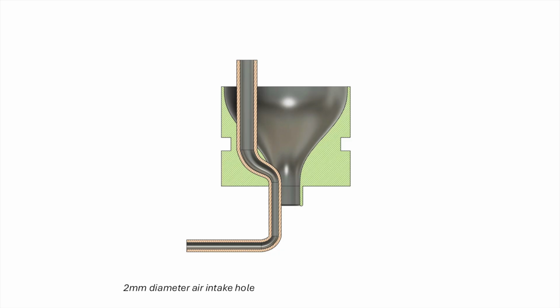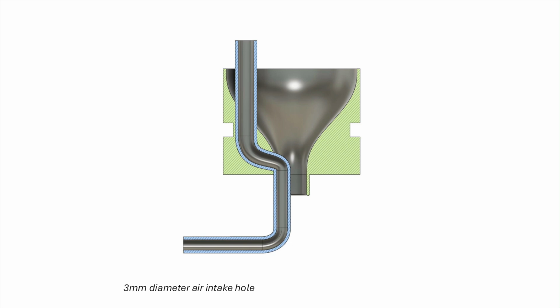We have designed two prototypes with different diameters of the tube. We can observe in the first image that the tube is 2 mm in diameter, whereas in the next image it is 3 mm in diameter. We want to test if the air intake tube diameter will affect the drainage time, and if a bigger tube is needed to avoid choking the bottle.